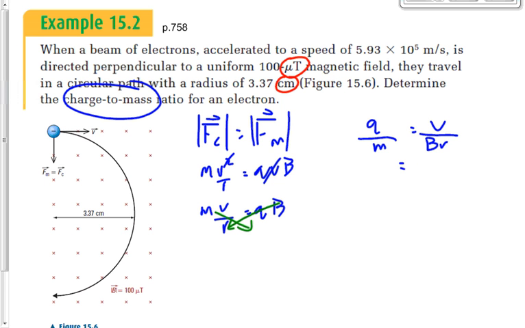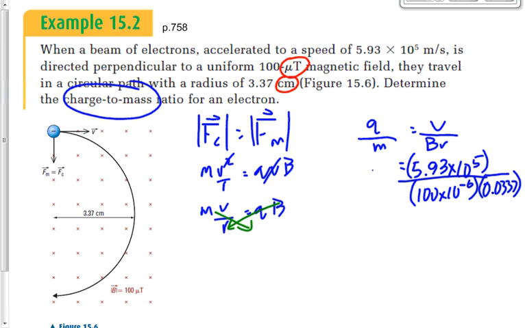V is 5.93 times 10 to the 5, a pretty typical speed for a charged particle. B is 100 times 10 to the minus 6 Tesla. And R is 0.0337. When we solve that, remember, we're not going to get charge. We're not going to get mass. We're going to get the ratio of charge to mass, which works out to be 1.76 times 10 to the 11 coulombs per kilogram.